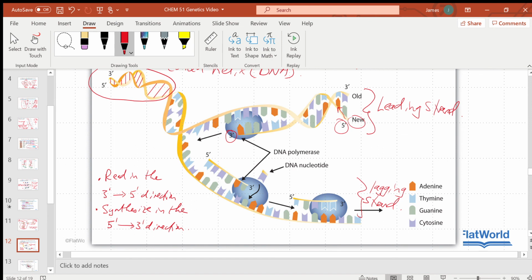How do I know what to make? Complementary base pairing. So we synthesize in the 5 to 3 direction via AT and GC base pairing. So that's how the message is relayed.